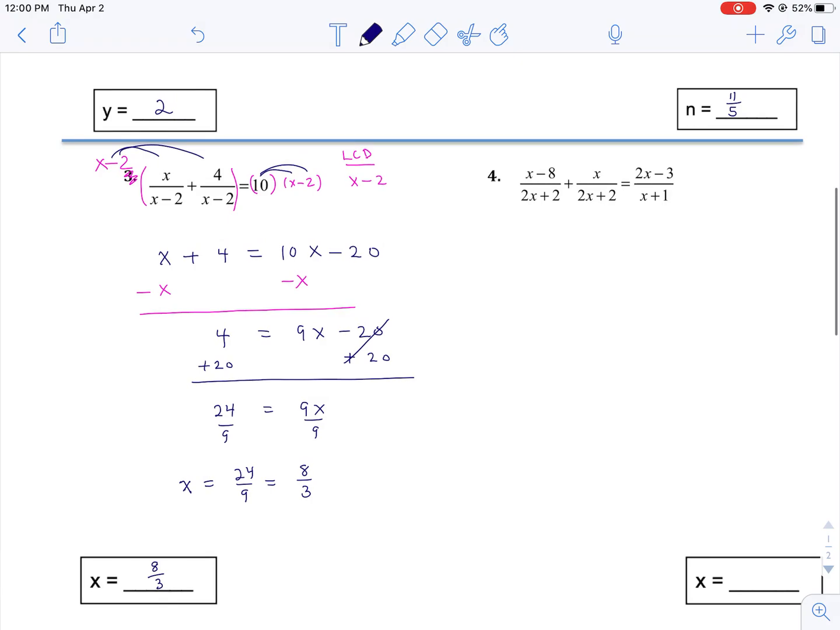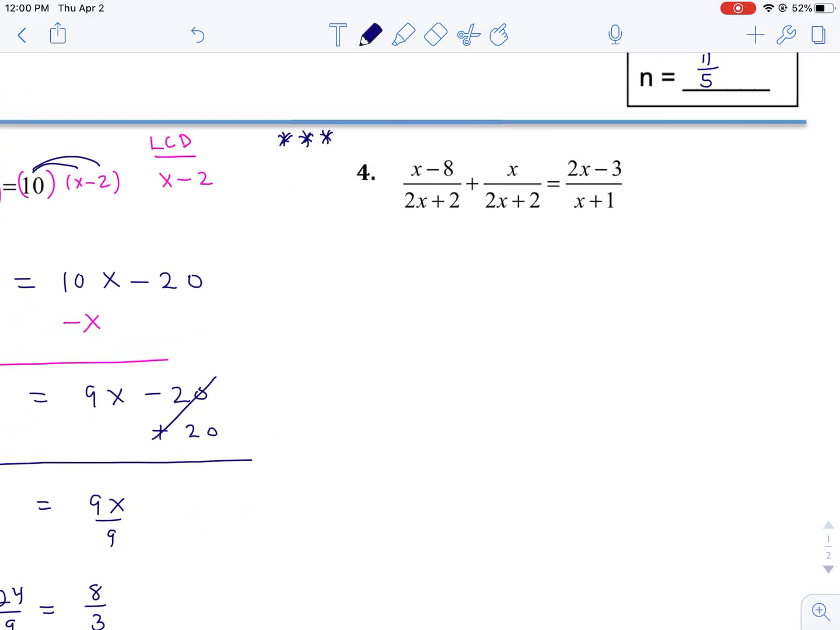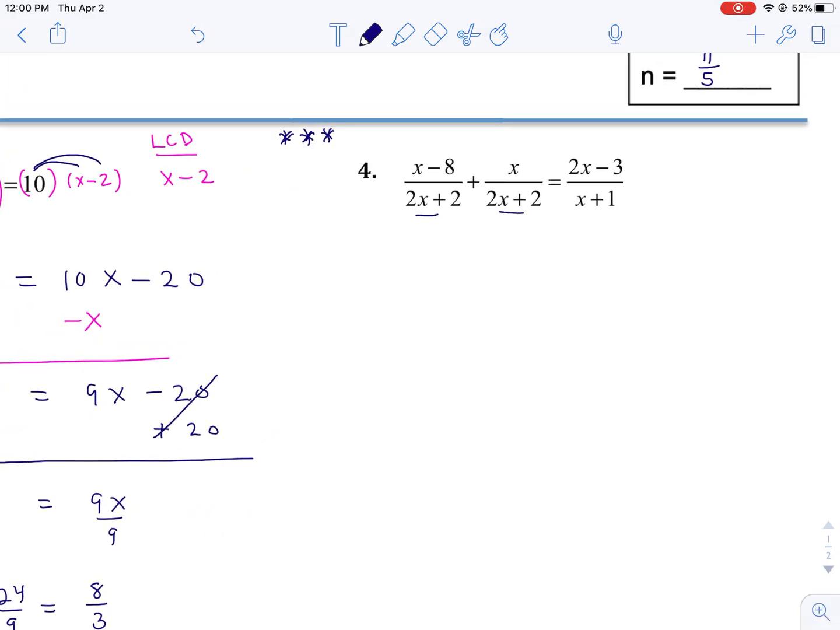Finally, we'll try one more here, and I'm going to be honest, this one's a trickier problem. Here, I'll put 3 stars up here just to show you what's going on. The first reason it's tricky is these denominators here are factorable. So we have to get everything in factored form first. So 2x plus 2 has a common factor of 2. You got to factor it out.